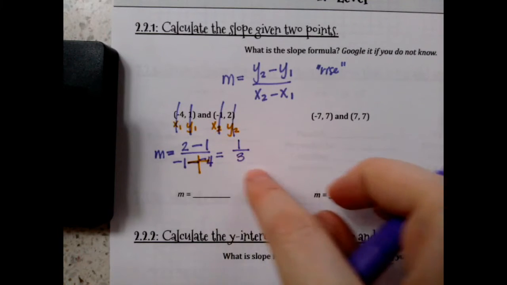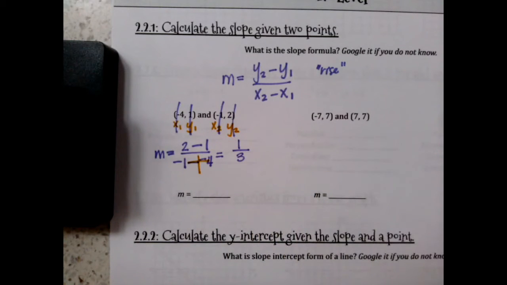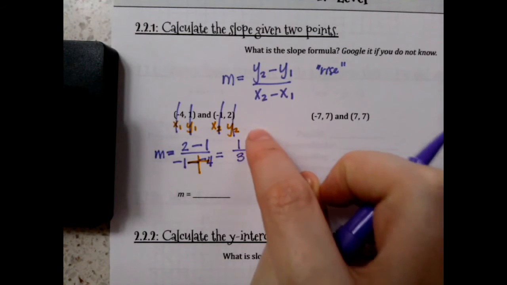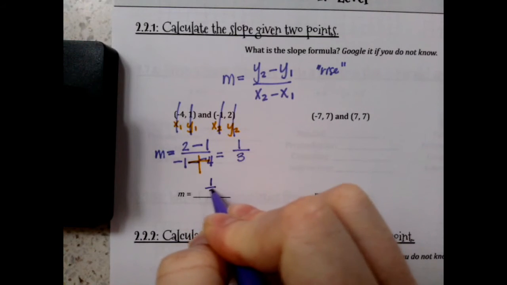Now I want to check to see if I can simplify this at all. So can I divide 1 and 3 by the same number? If there's ever a 1 on top, you can't simplify that any further, so this is our final answer.